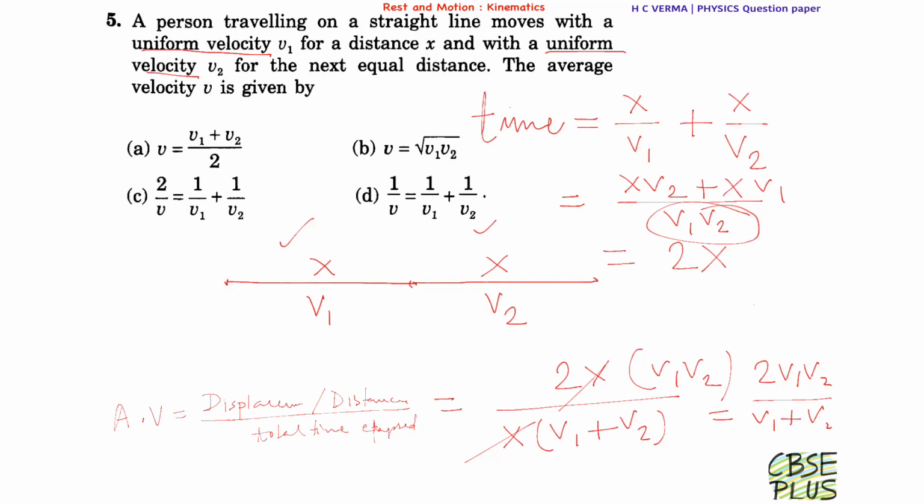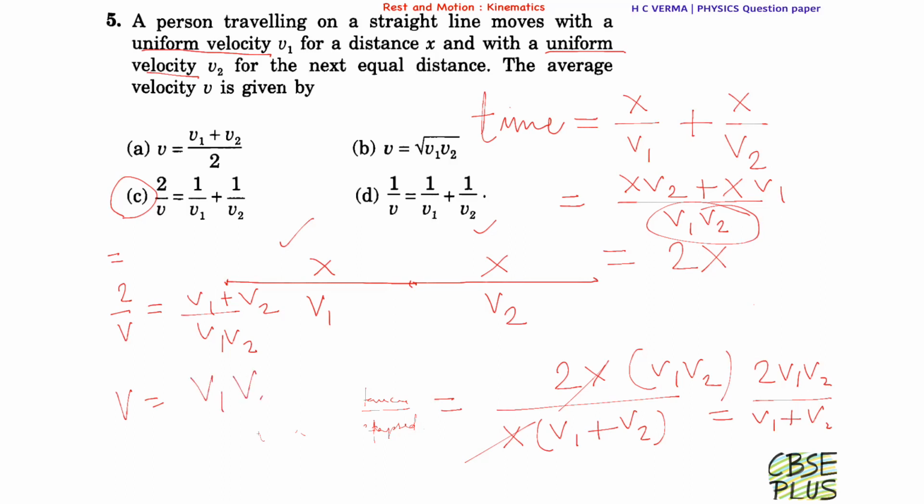And what are all the options? If we simplify option C, we can see that 2 upon v is equal to v1 plus v2 upon v1 v2, and so v would be, we just turn it over, v1 v2 upon v1 plus v2, and this 2 will be multiplied here. So option C is the right answer.